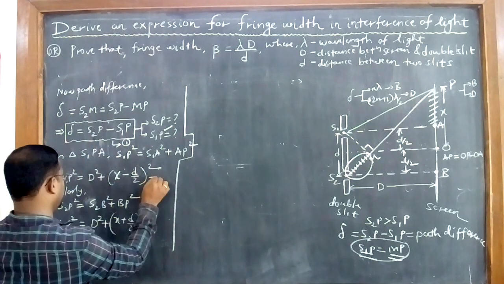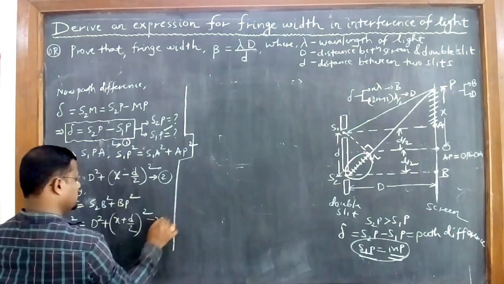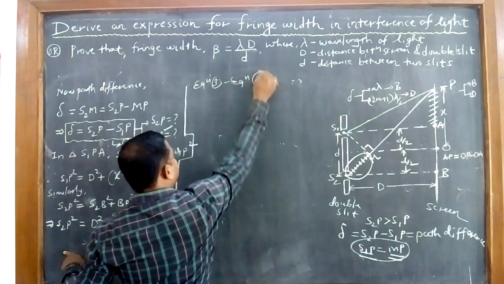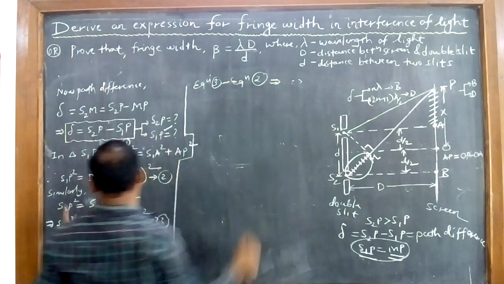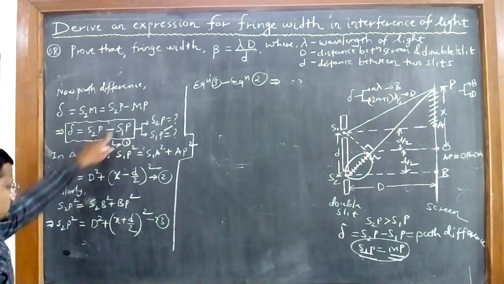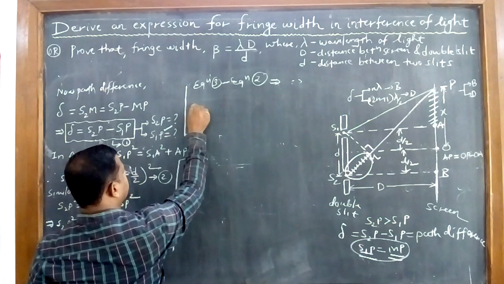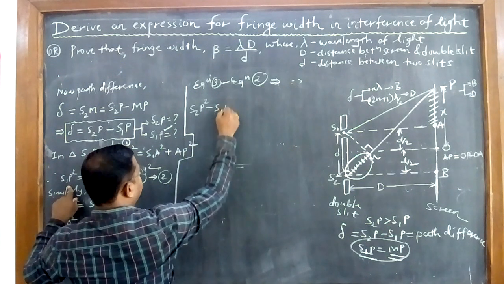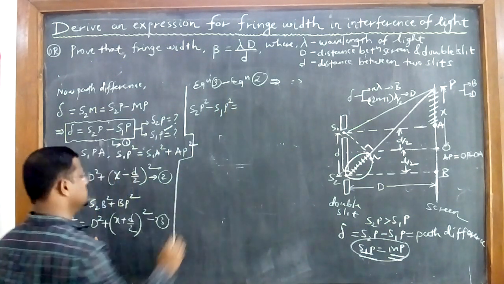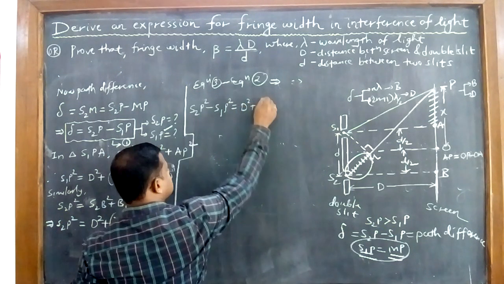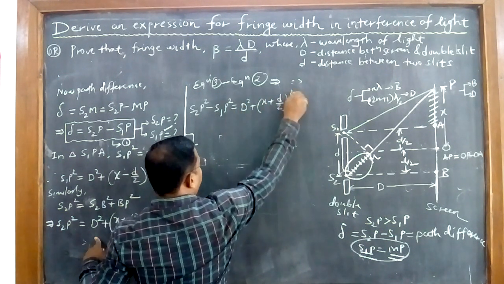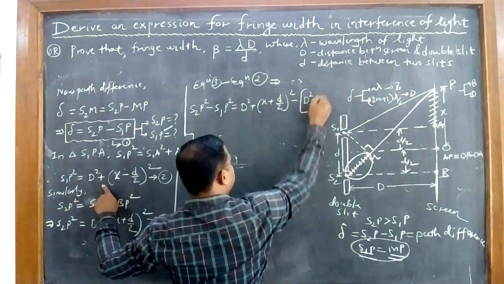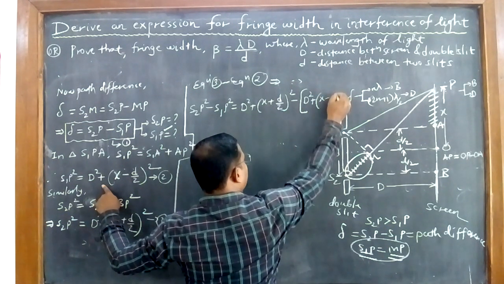So this is your equation number 2 and this is my equation number 3. Now equation 3 minus equation 2. Why minus here? Because I want equation number 1, where we have S2P minus S1P. So left hand side: equation 3 left hand side S2P² minus equation 2 left hand side S1P² is equal to, what is this here? S2P² is d² + (x + d/2)², minus, in brackets, S1P², which is equal to d² + (x − d/2)².